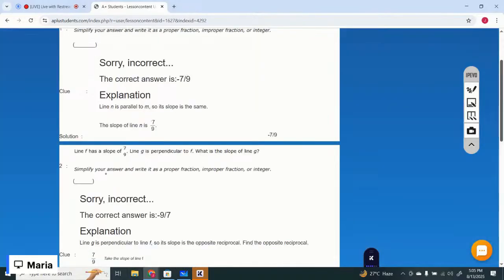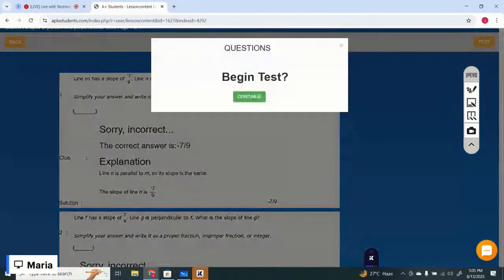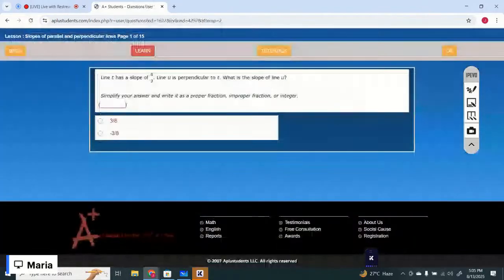Let's just start with the test questions. Two lines that are parallel have exactly the same slopes, and if they are perpendicular, their slopes are negative reciprocals.